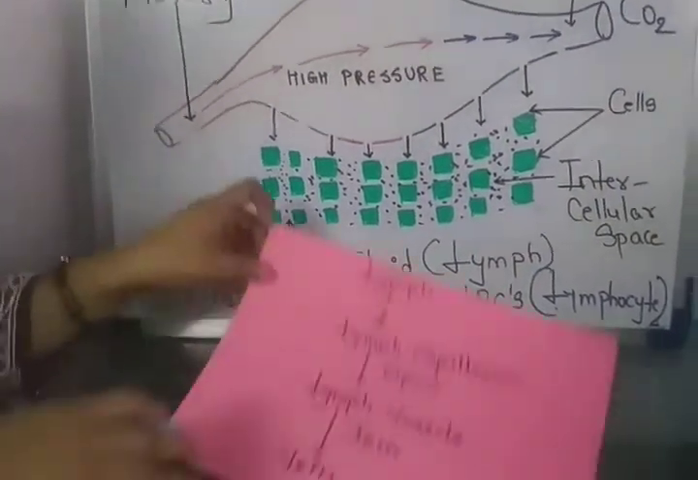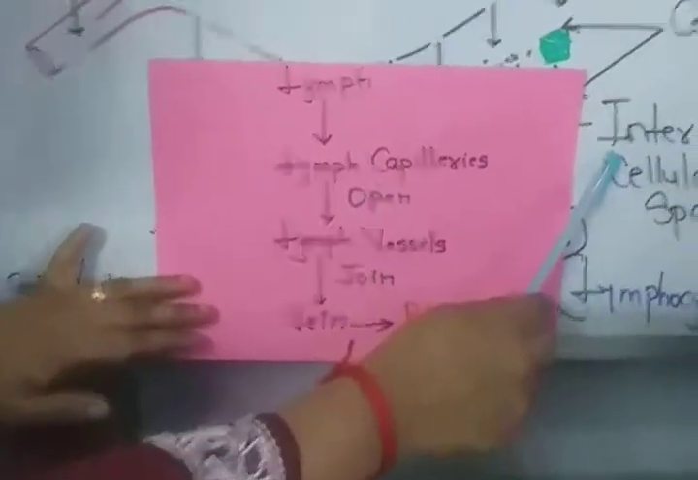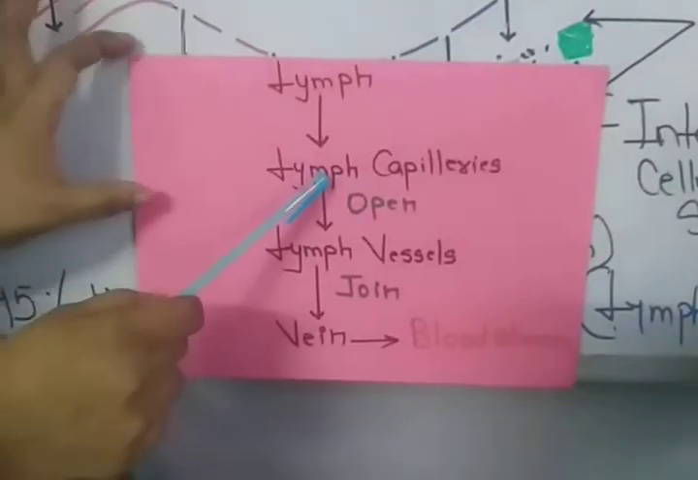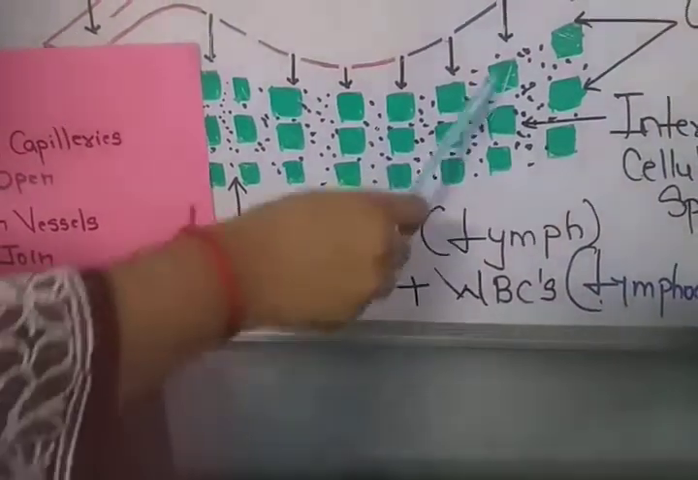Now for that, this lymph from the intercellular spaces will enter into its own capillaries. Where are its own capillaries? Its capillaries are associated with the real capillaries.